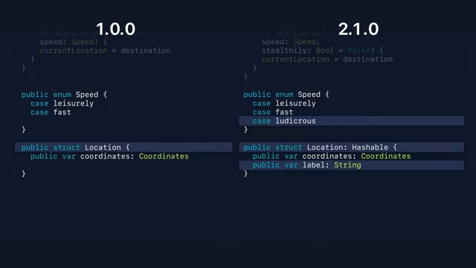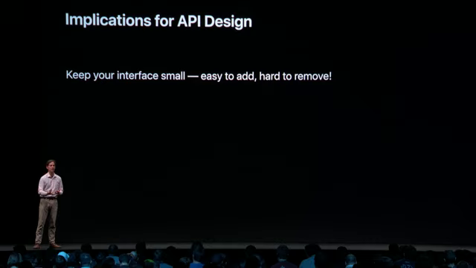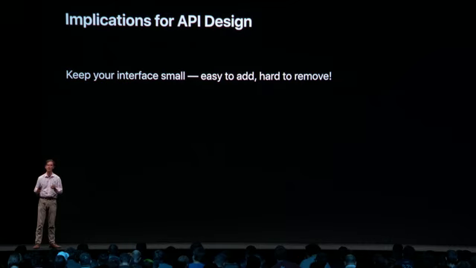Now this flexibility here has some implications for how you design the API of your frameworks. The most important one is to start small. It's easy to add new capabilities if you find out that you need them, or if your clients file feedback saying that more capabilities are needed. But it's really hard to remove something because it will most likely break source or binary compatibility for at least one of your clients.